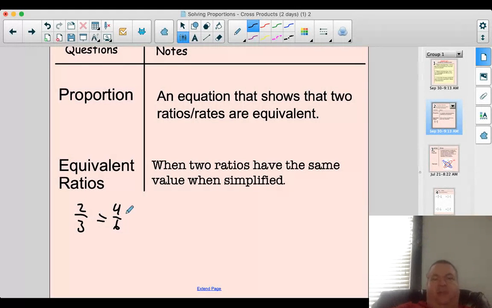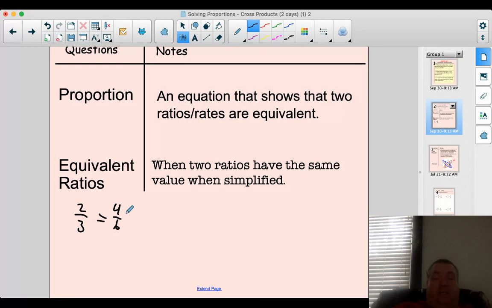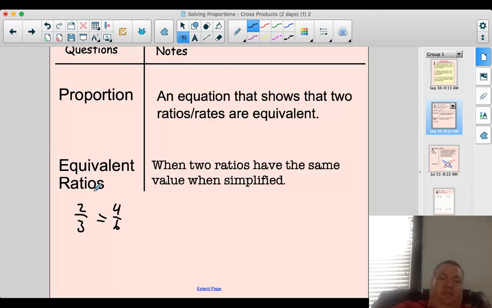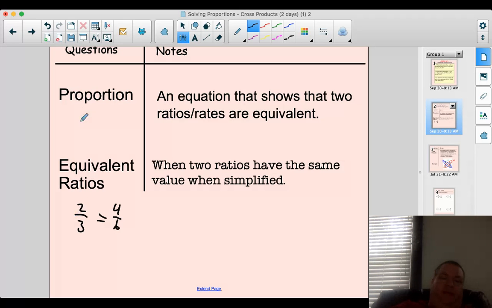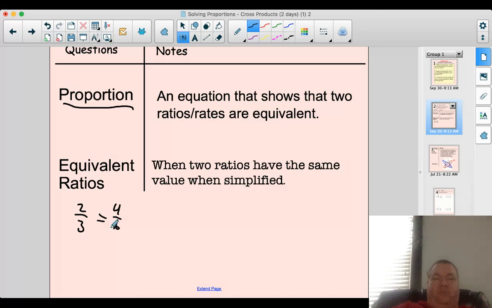Okay, we've checked that before by reducing and seeing if they reduce down to the same thing. Right, 2/3 is already reduced. This would reduce to 2/3. They're equal. Okay, so 2 to 3 is a ratio. 4 to 6 is a ratio. This statement, this equation, saying 2 to 3 equals 4 to 6, is a proportion. Okay, so it's really easy to mix up proportion with ratio, but a proportion has to have two ratios and an equal sign saying that they're the same. That's what a proportion is.